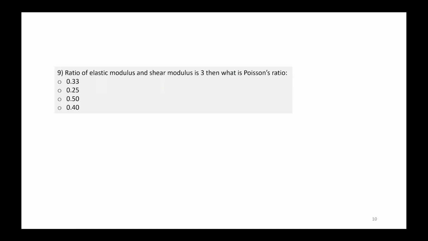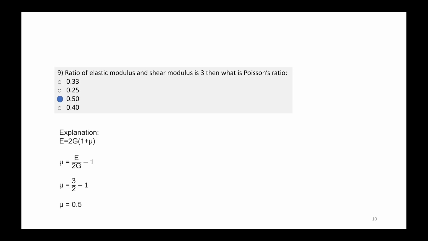Ninth question is, ratio of elastic modulus and shear modulus is 3. Then what is Poisson's ratio? Your options are 0.33, 0.25, 0.50 or 0.40. Your answer will be 0.50.